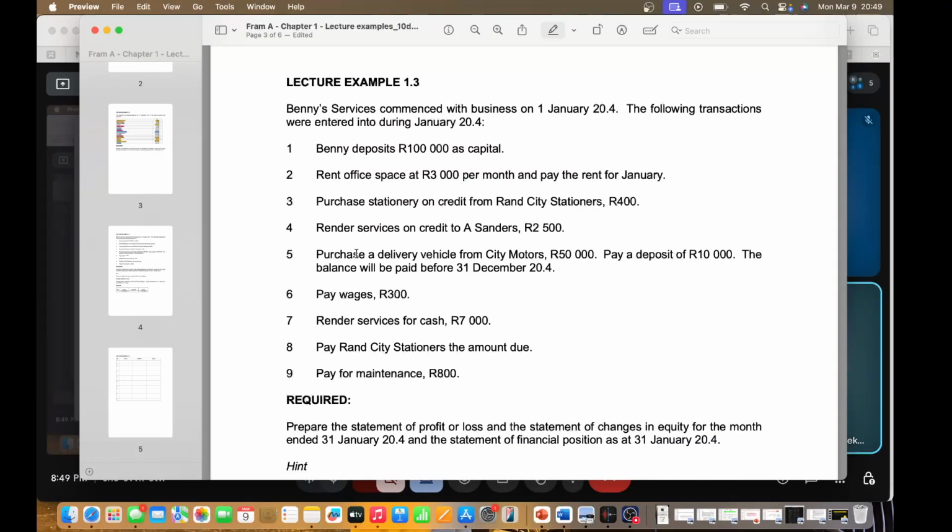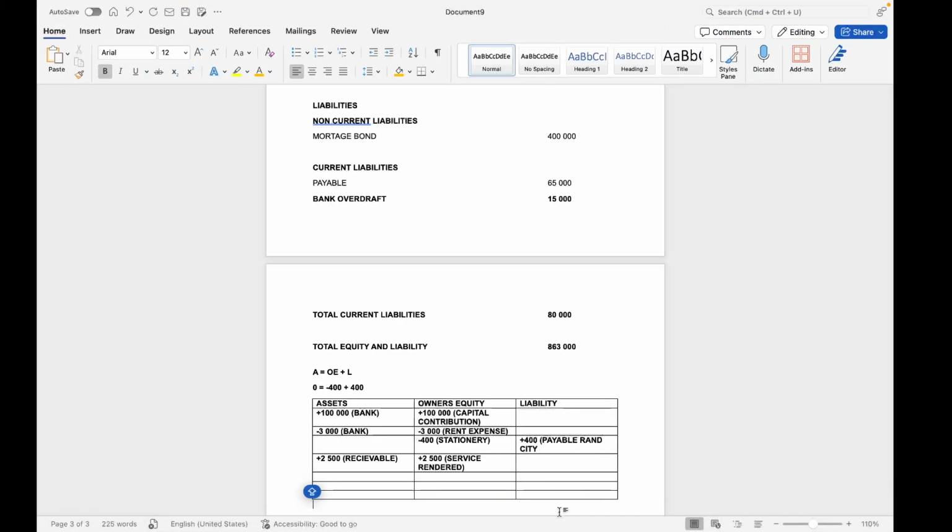Then we move on again. Purchase a delivery vehicle from Motor Cities, 50,000. Pay a 10,000 deposit and the balance will be paid before December 31. This is a bit challenging, so be with me. We're going to say plus 50,000 vehicle, because our assets are increasing by 50,000. Then minus 10,000 bank, because we are paying 10,000 now, meaning the remainder, 40,000, is going to be a payable, because this is how much we are still owing. So it's payable city motors.